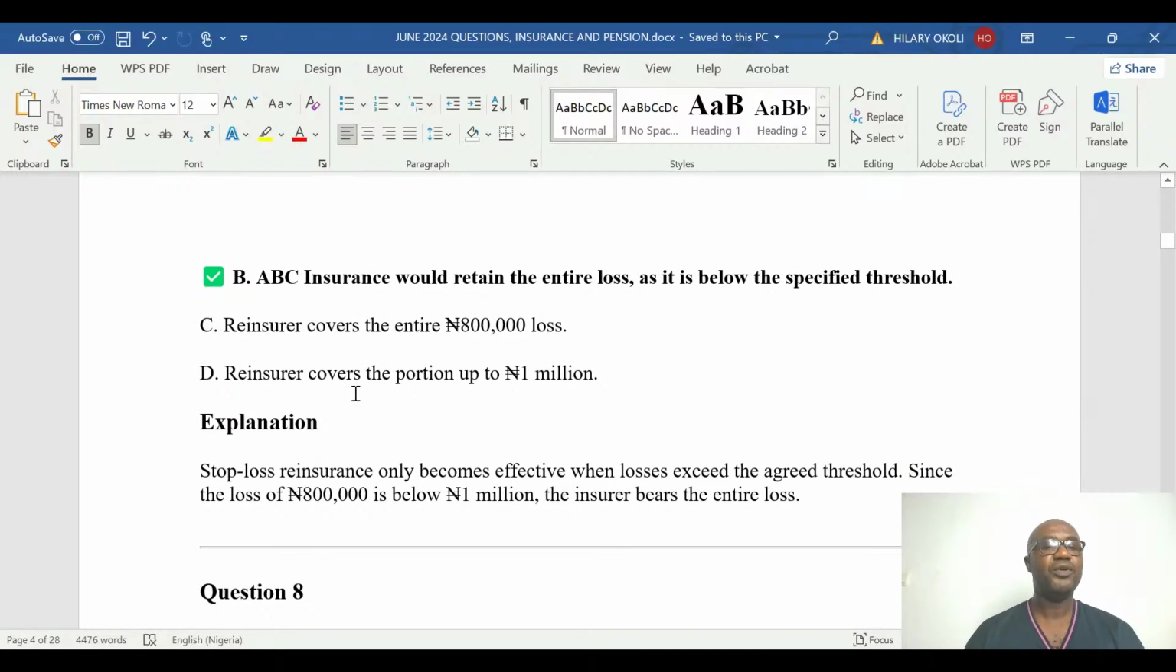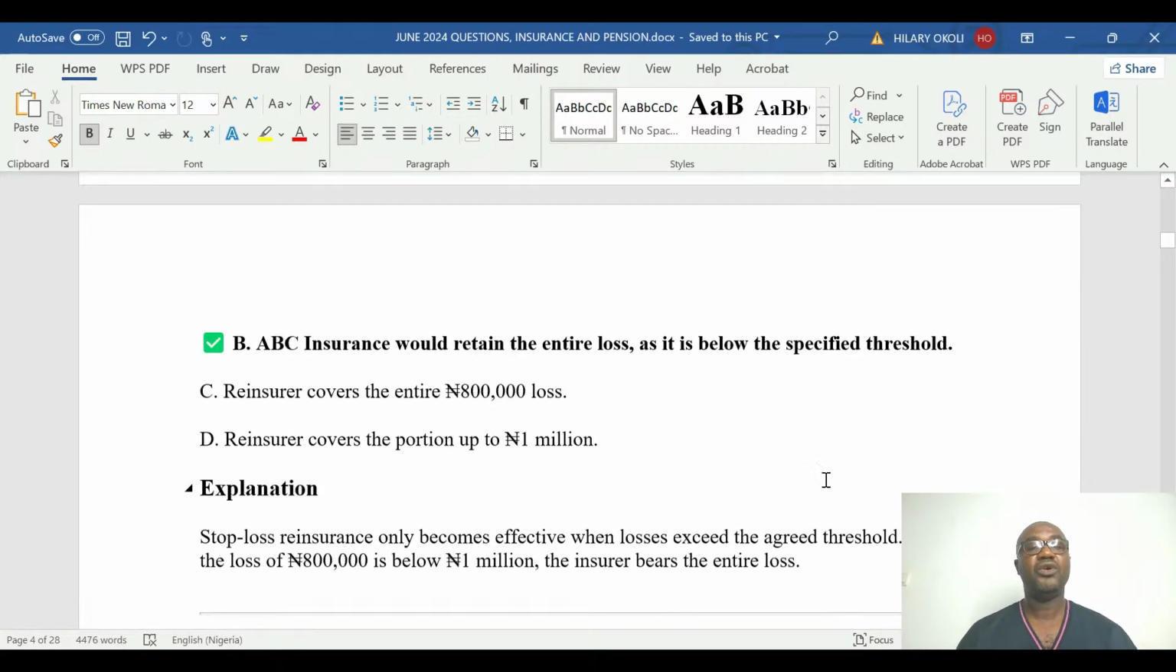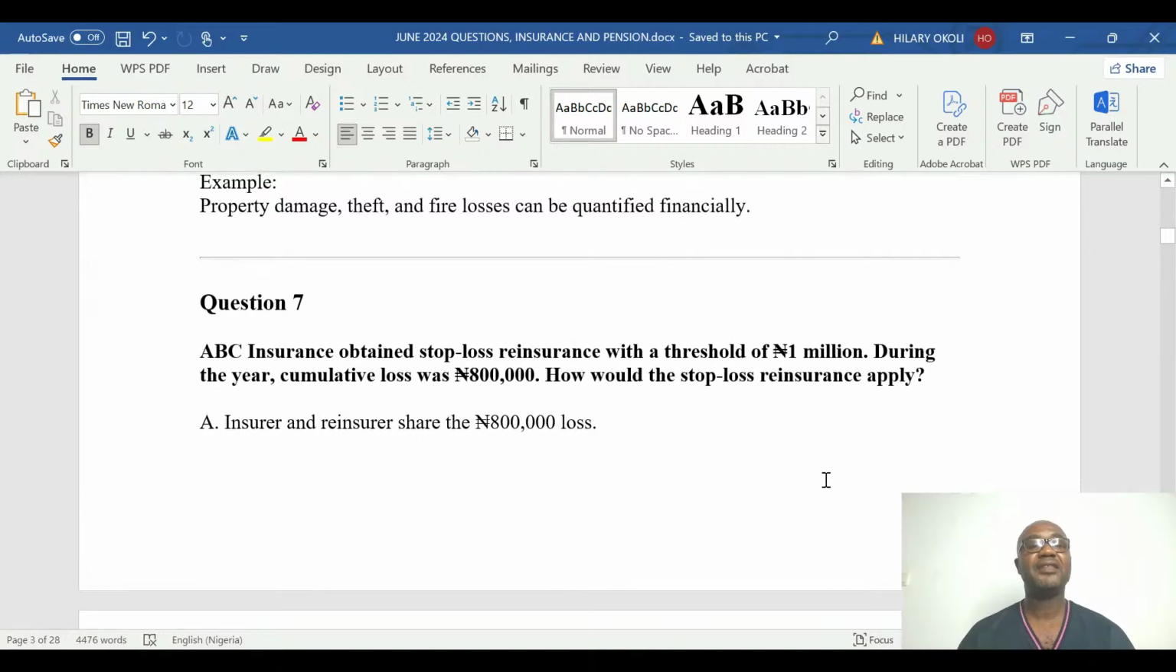First of all, the stop loss reinsurance becomes effective only when losses exceed the agreed threshold. The language says stop loss. It only becomes effective when losses exceed the agreed threshold. Since the loss is 800,000, it's below 1 million. So the insurer bears the entire loss, you know. So here we are saying that stop loss insurance only applies when the loss that has taken place is above what is insured. They will not take over.